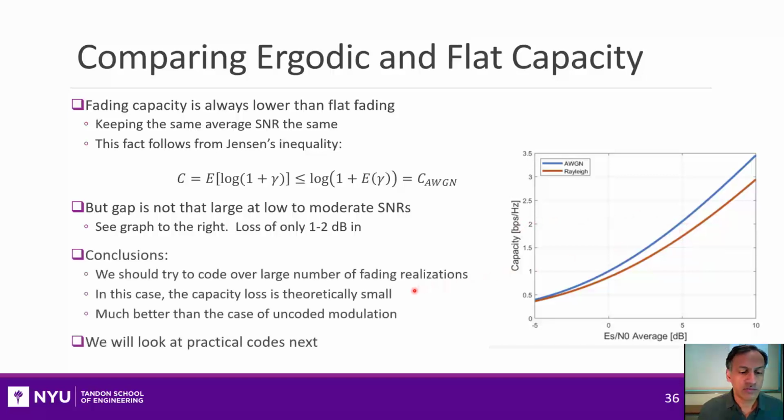So the consequence of this is that you should definitely try, if possible, to code over a large number of fading realizations, either in time or in frequency. At least theoretically then, the capacity loss should be small and will do a lot better than coded modulation. And in fact, we're going to see that with some practical codes, given how advanced these codes are today, you can get actually a lot of benefits with these codes.